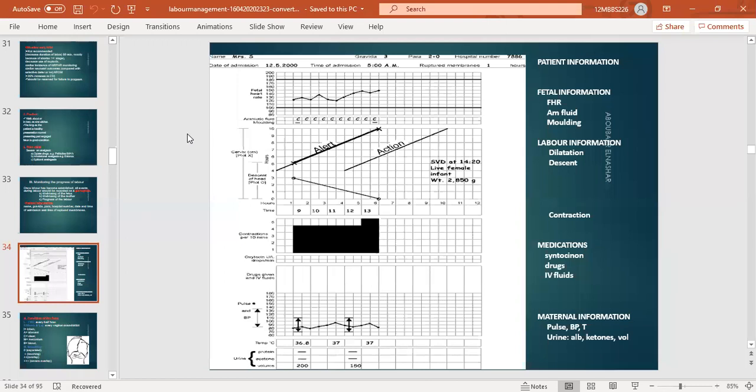Then another monitoring of the fetus we can assess by the amniotic fluid. Amniotic fluid is also one of the tools of monitoring of the fetus. If the amniotic fluid is clear, you can write it down as C. It is written in the column as C, means the amniotic fluid is clear. Clear amniotic fluid indicates that the baby is healthy.